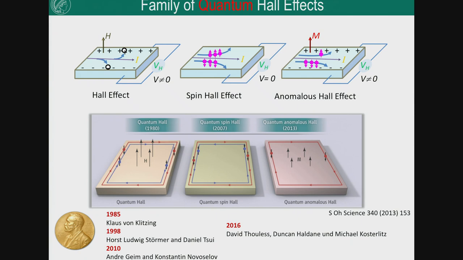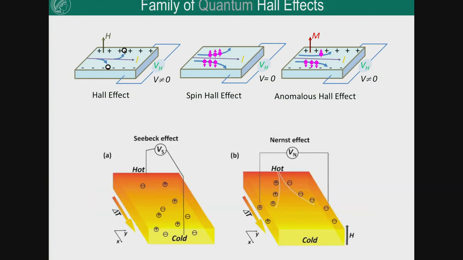Okay, and our goal is to do this at room temperature. So finding magnetic materials which have a large quantum anomalous Hall effect at room temperature. And then you can also, besides a voltage, apply a thermal gradient, which gives you then the Seebeck or the Nernst effect.